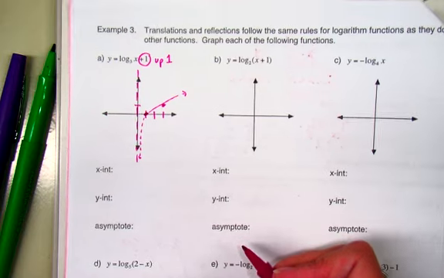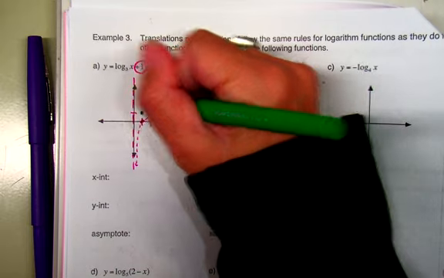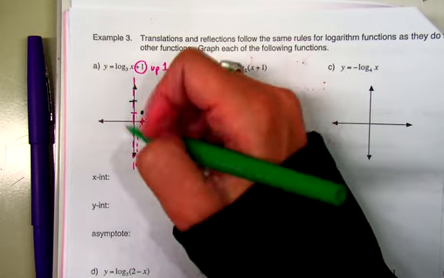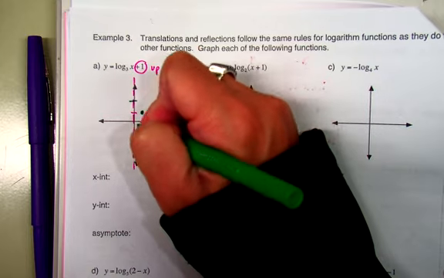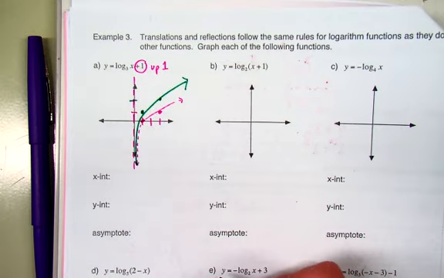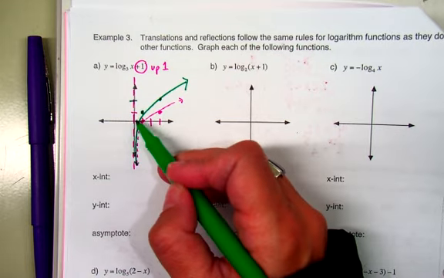I want to take that parent function and shift everything up 1. So this point 1, 0 will move up 1. The point 3, 1 will move up 1. My vertical asymptote doesn't change, so that's going to stay the same. It's just that my graph is going to move up in that fashion. The x-intercept is no longer decipherable here.